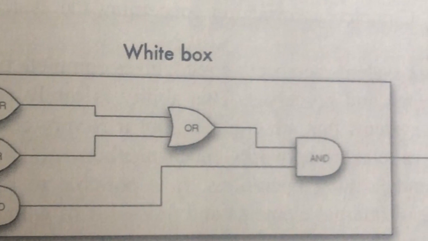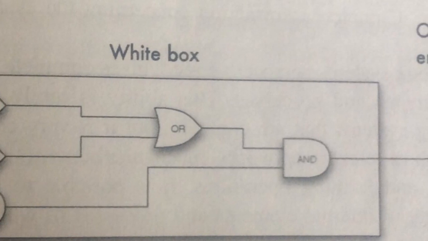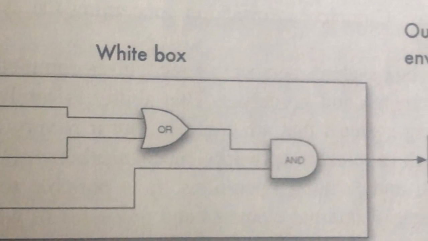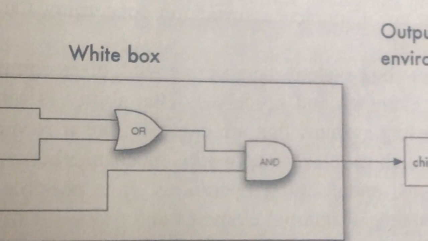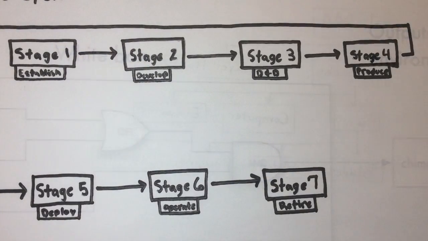The visibility of this system, which is a fan, is considered white box because it is easily understood and transparent what goes in and what comes out of the system.